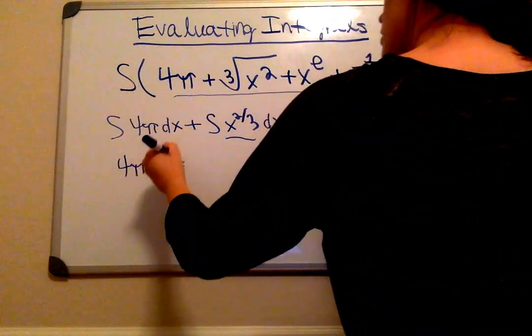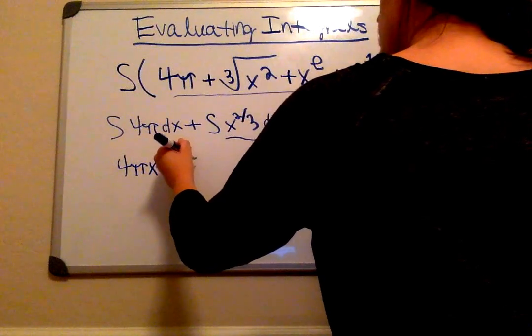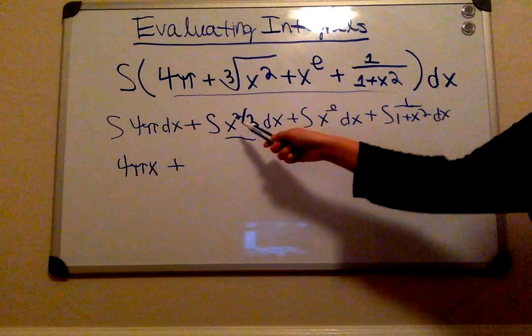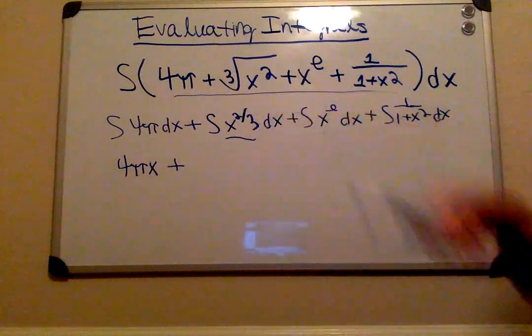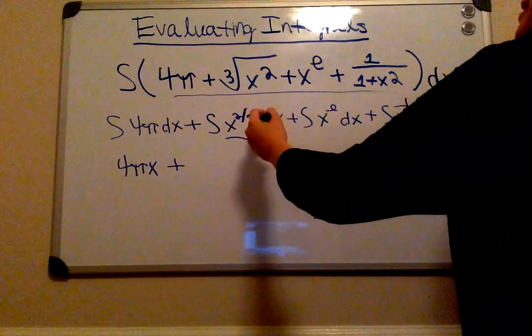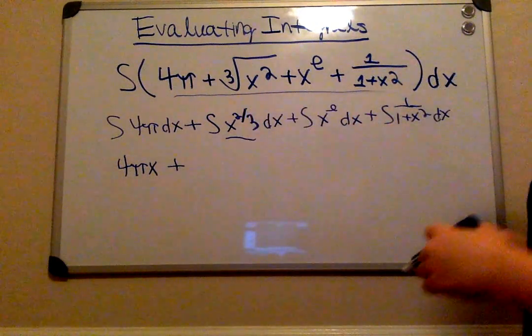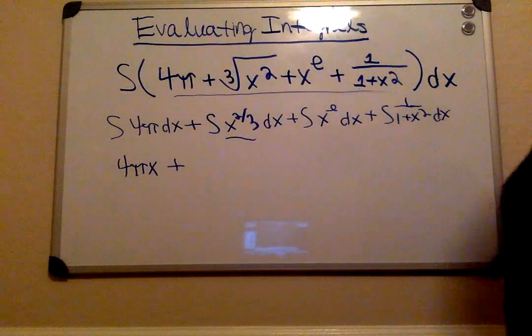So the antiderivative of 4 pi is 4 pi x. And then the antiderivative of x to the 2/3 is going to be, alright, here's what we do. When you're finding the antiderivative of x to the 2/3, what you need to do is add 1, in this case 3 over 3, to the exponent, and add the total that you got, the exponent to the denominator.